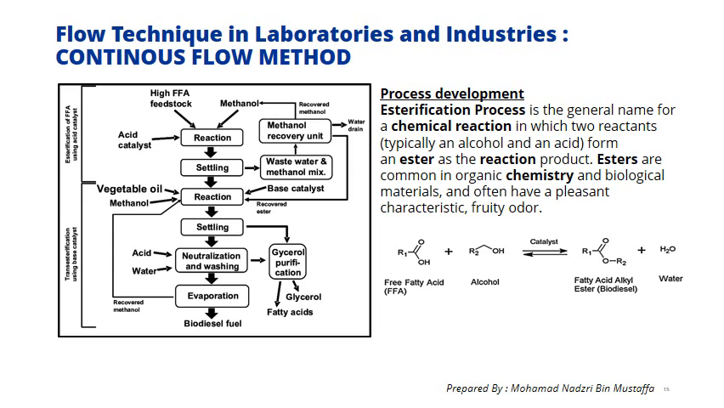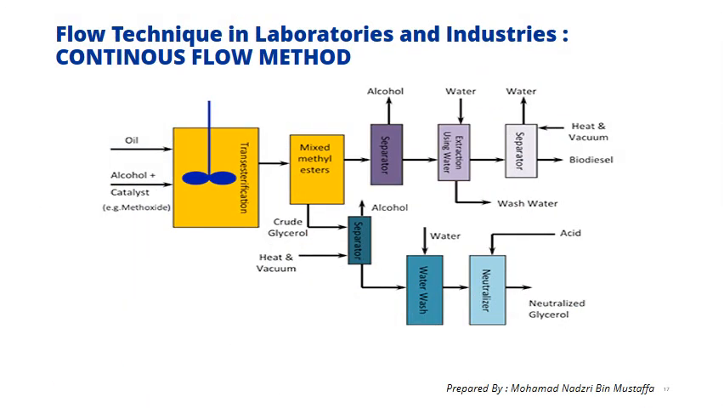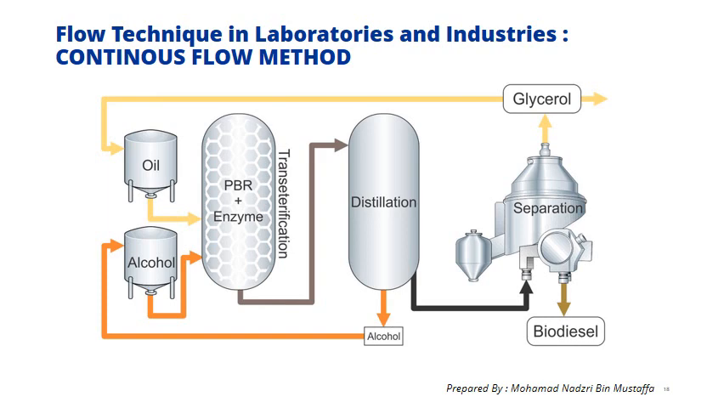In the slides I also put a diagram of the continuous flow method as a plant schematic diagram. You can see there are oil, alcohol, and then catalysts, and then they go to a mixer. After that, they go for distillation and separation, and the product, which is biodiesel, comes at the last of the process. So that is an example of the continuous flow method in laboratories and industries.